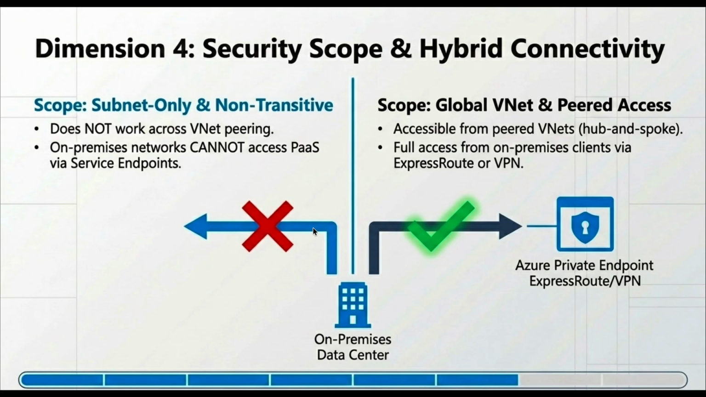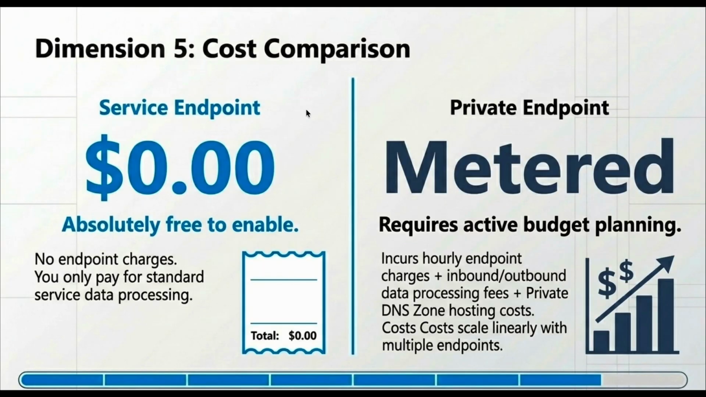And when we compare the security, both of the options improve security. However, private endpoint offers a smaller attack surface because public access can be removed entirely. Service endpoint is also secure, but because of the presence of the public endpoint, private endpoint is typically considered the most secure option. And in the cost comparison, service endpoint is absolutely free, meaning you don't get any charge whenever you enable a service endpoint.